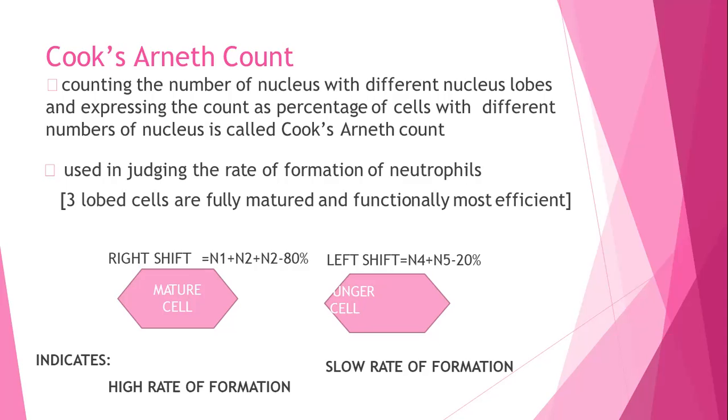So the cell nucleus, if it is having 4 to 5 lobes, that is known as mature. But if these nuclear lobes, 4 to 5, are only 20%, that means the younger cells are much more and mature cells are less. So that is a low rate of formation. So this is how we can count or see the Arneth count.